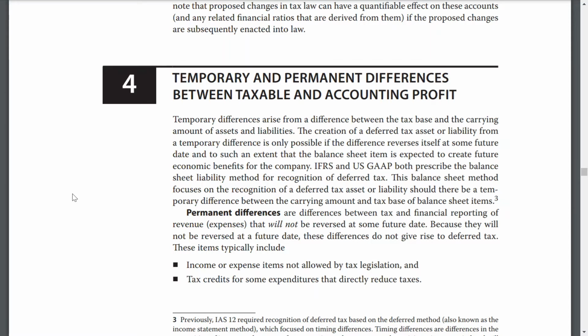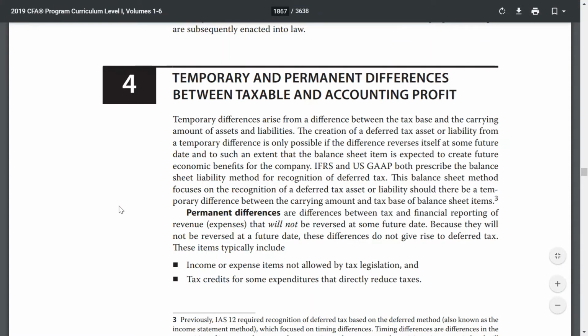IFRS and US GAAP both prescribe the balance sheet liability method for recognition of deferred tax. The balance sheet method focuses on the recognition of a deferred tax asset or liability should there be temporary differences between the carrying amount and tax base of balance sheet items. Permanent differences are differences between tax and financial reporting of revenue and will not be reversed at some future date. Because they will not be reversed at a future date, these differences will not give rise to deferred tax items.